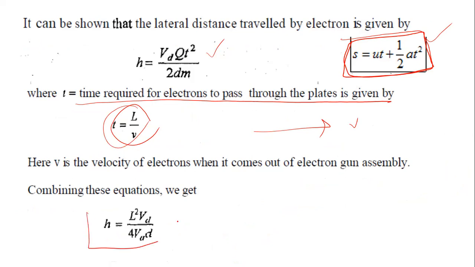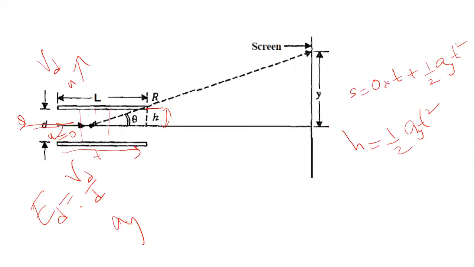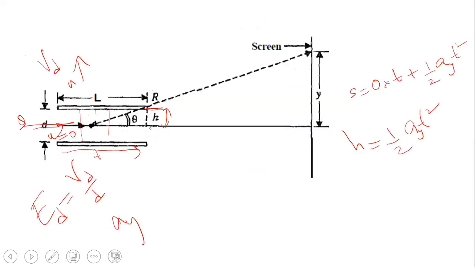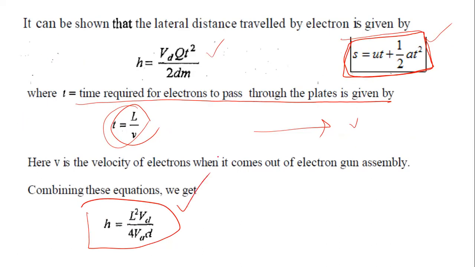There you will find the height, the distance it covered in the vertical direction due to these deflection plates. So it deflects by an amount h value. It deflects by this much height as it passes through this deflection plate because of this deflection potential Vd. So that is given by this here.